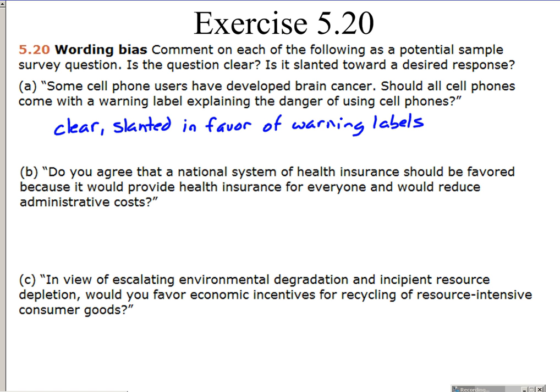Do you agree that a national system of health insurance should be favored because it would provide health insurance for everyone and reduce administrative costs? Is this clear? Yeah, pretty clear. But this is slanted toward favoring national health insurance.